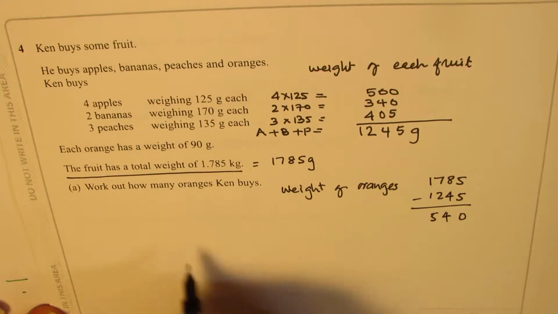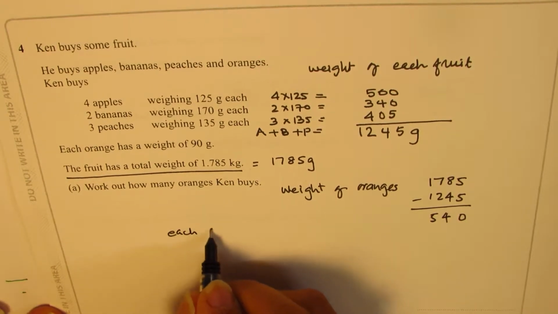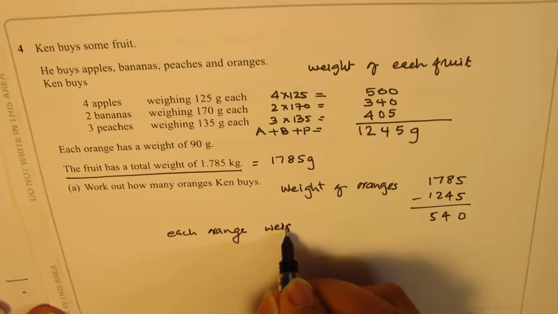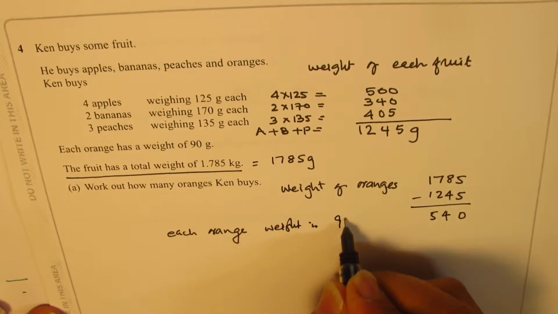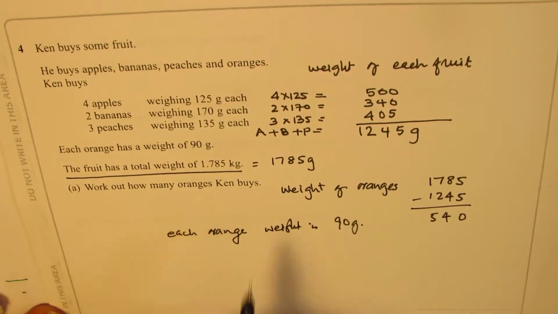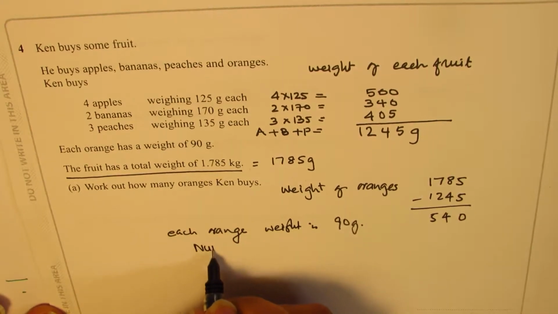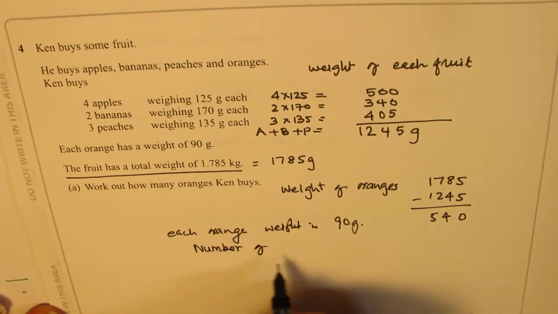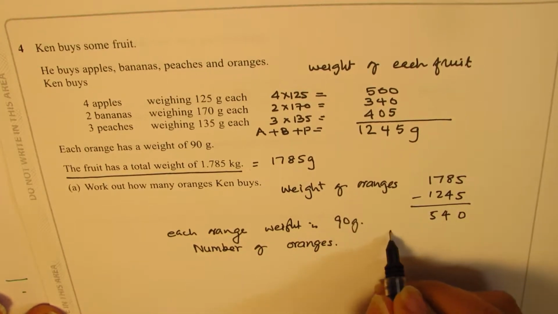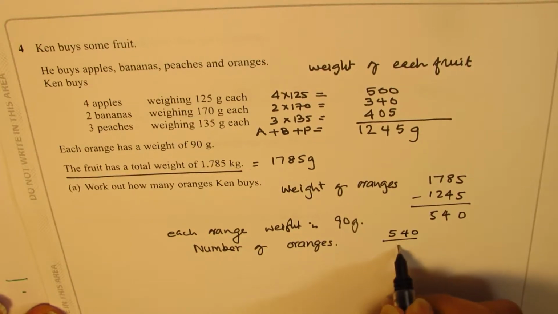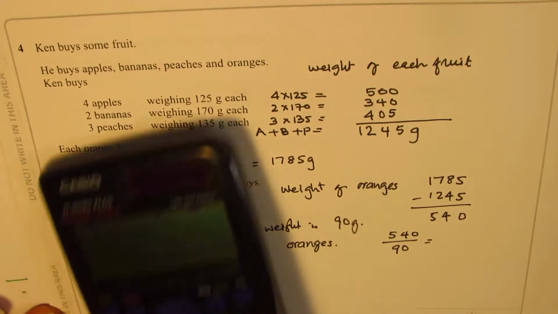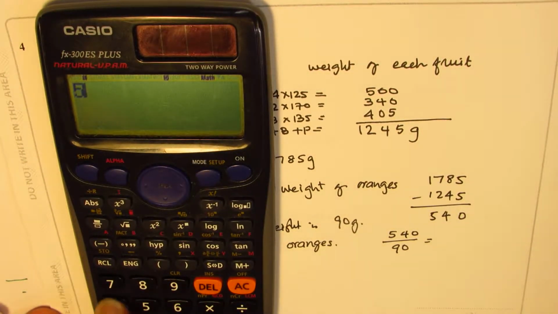Now we know that each orange weight is 90 grams, right? So we need to work out how many oranges. So the number of oranges will be the total weight of 540 divided by 90, right? Both are in grams. So we can divide this and we'll get 6, right?